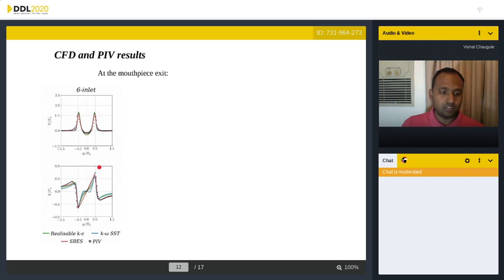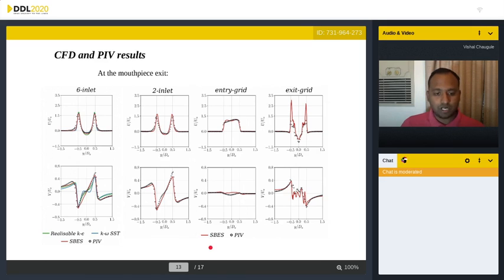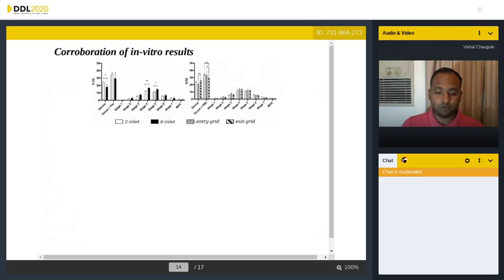So we are confident of using SBES to study the remaining models, which are here. These are the velocities for the other models. The 2-inlet model has velocity similar to the 6-inlet case. But when we use a grid, we no longer have those high axial or lateral velocities because of the flow straightening effect of the grid, which reduces swirl. So the takeaway from this is that we are confident of using SBES to look at what happens with the particle and fluid dynamics in the DPI.